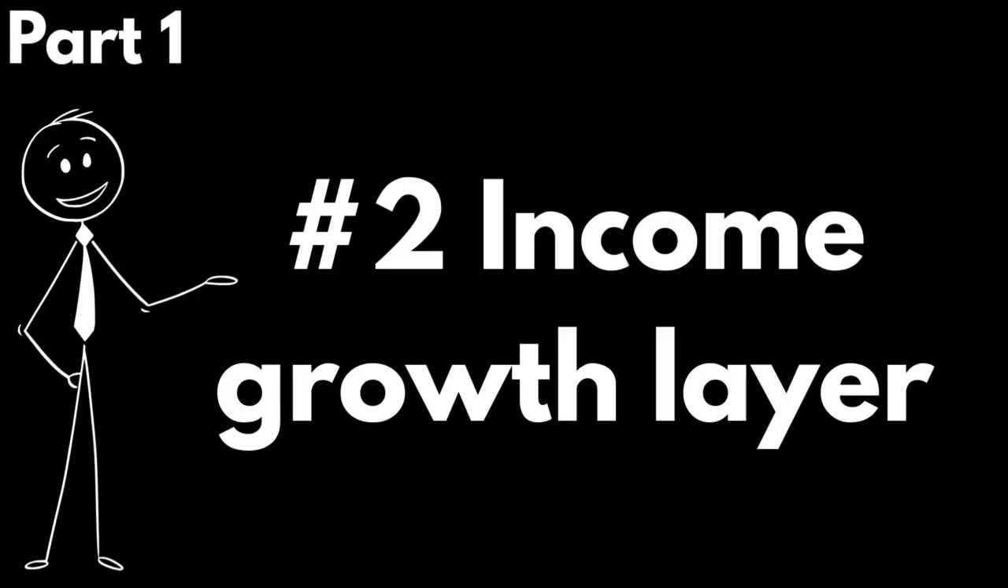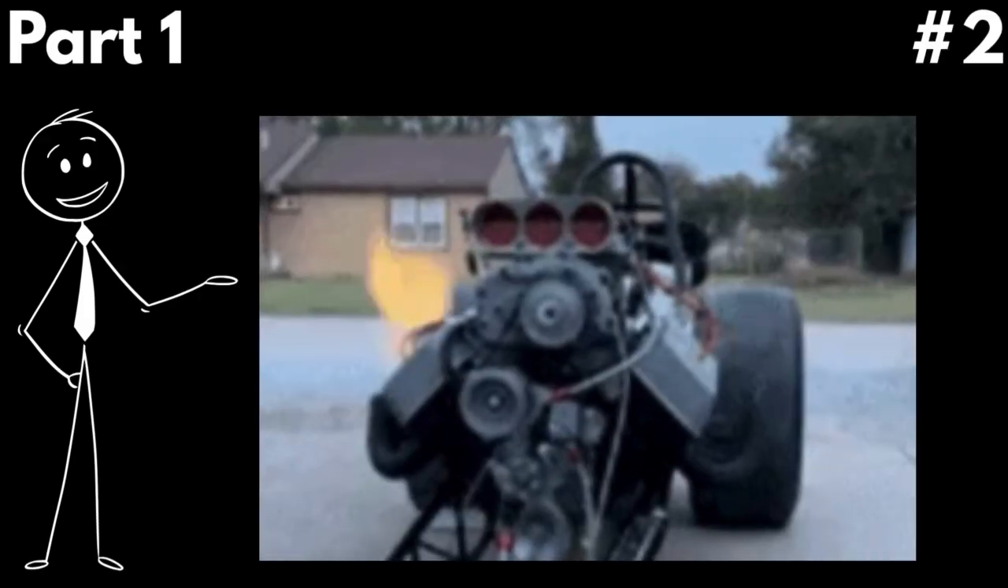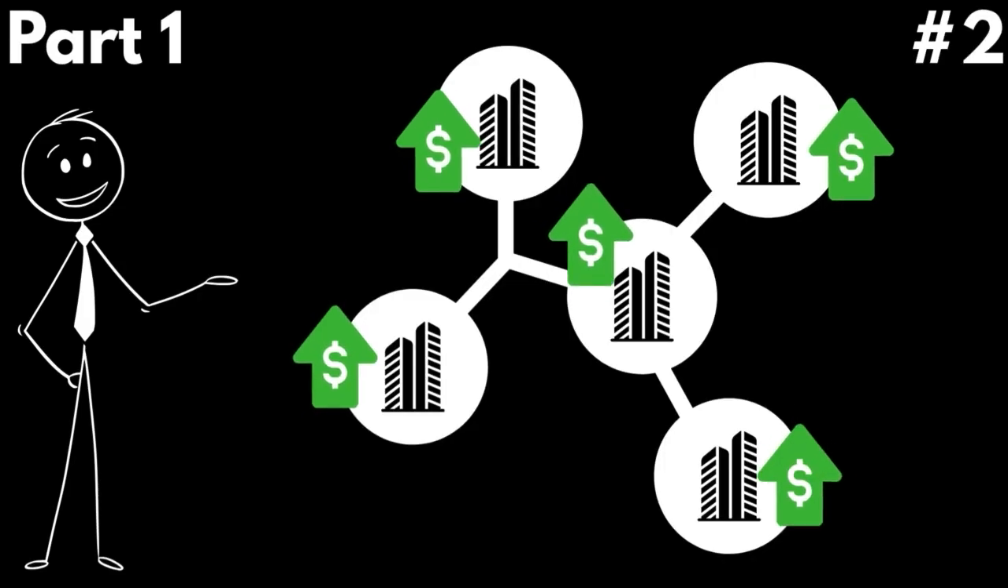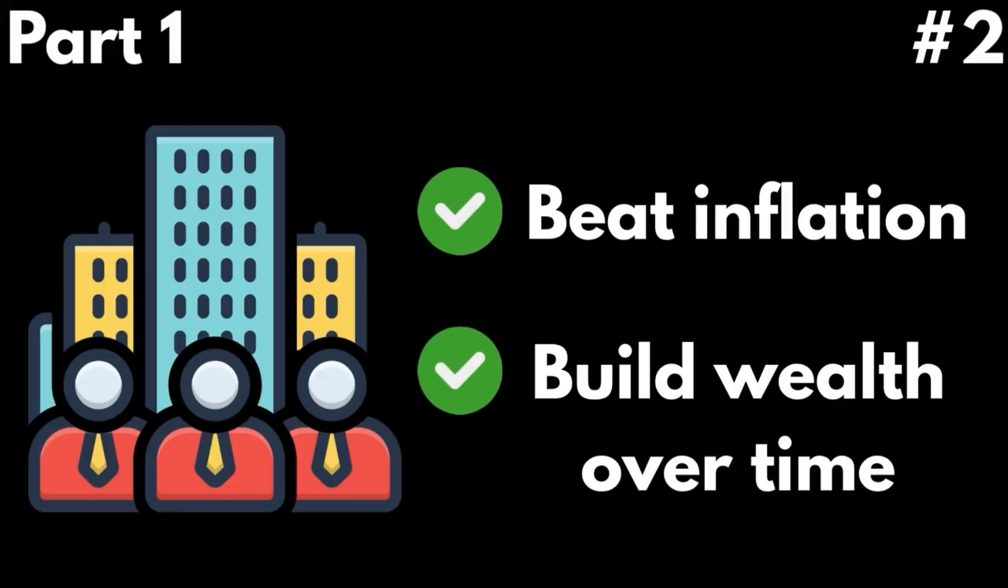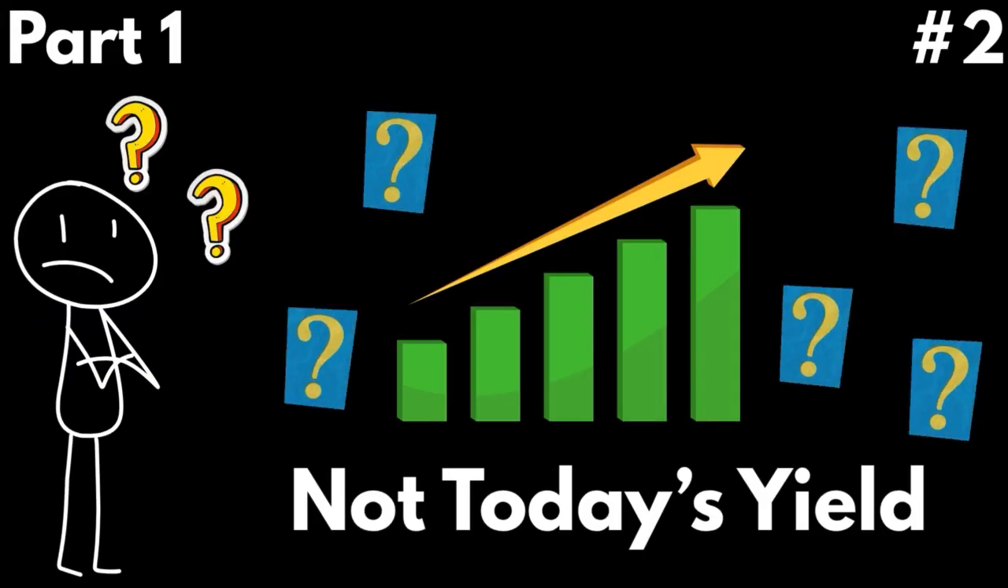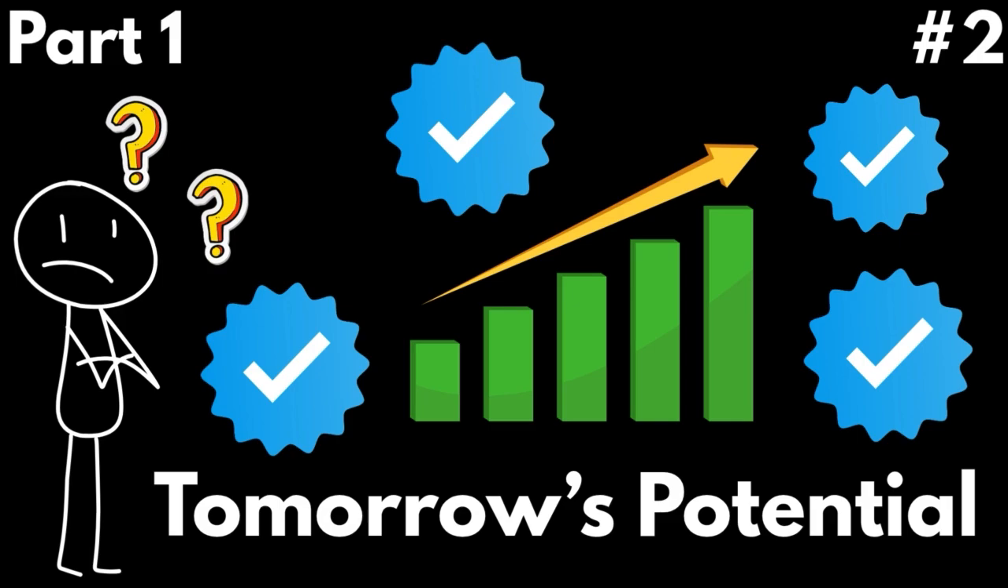Next, the income growth layer. This is your engine. These are companies that raise their dividends year after year. They beat inflation. They build wealth over time. You are not buying these for the biggest yield today. You are buying them for the even bigger yield tomorrow.